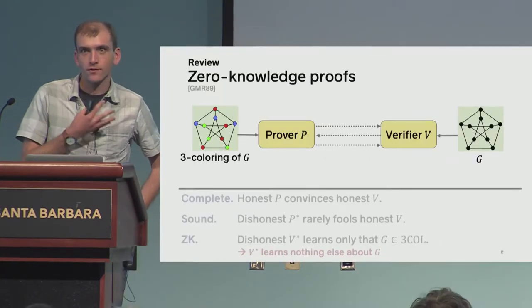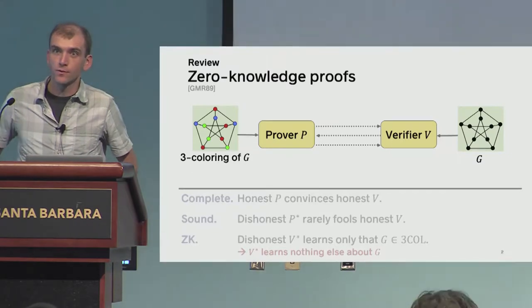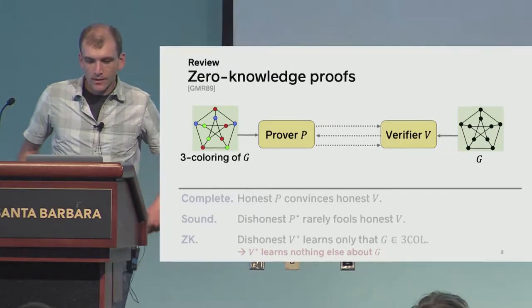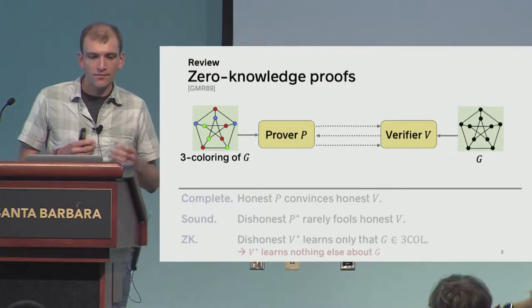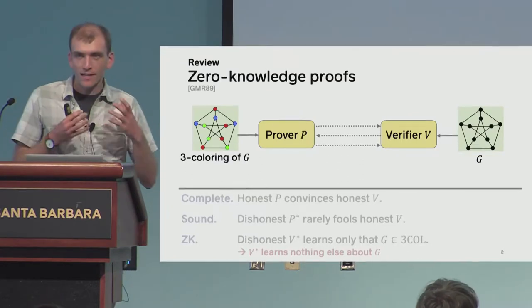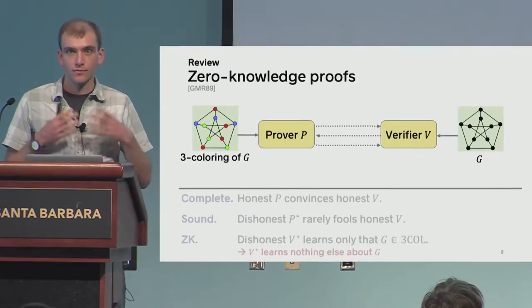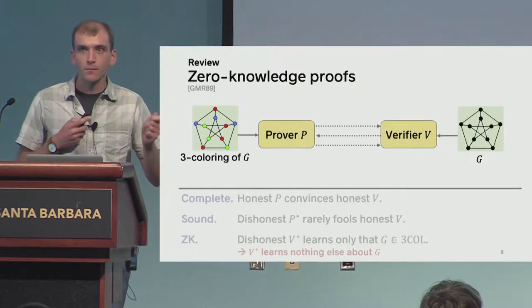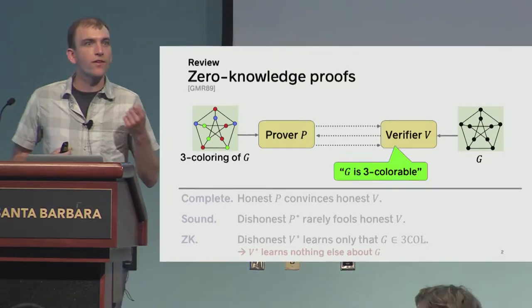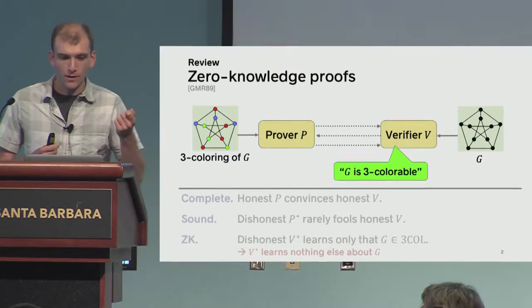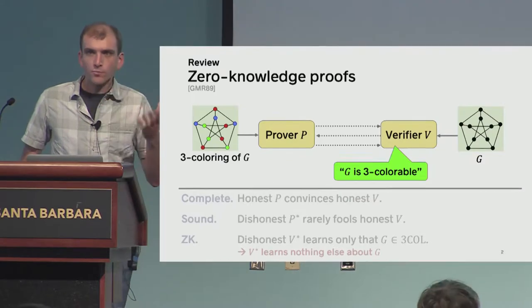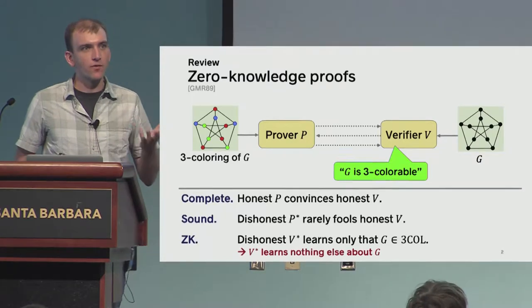So as you know, a zero-knowledge proof is a two-party protocol between a prover and a verifier. Think of the verifier as taking as input a graph, and the prover is going to try to convince the verifier, say, that this graph is three-colorable. So they'll exchange some messages, and at the end of this protocol, the verifier should be convinced that this graph is indeed three-colorable.